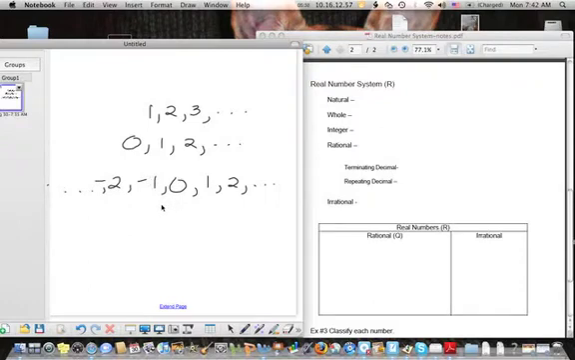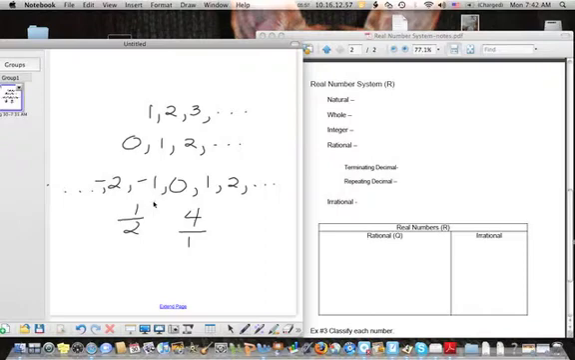Rational numbers are fractions. Any number that you can make a fraction is a rational number. For example, 1/2 is a rational number. Actually, the number 4 is also a rational number because you could make a fraction, you could put it 4/1. And then the rationals will include any of the negative numbers as well.